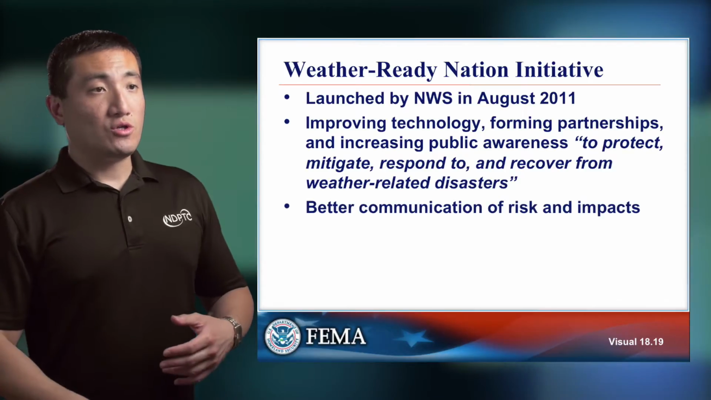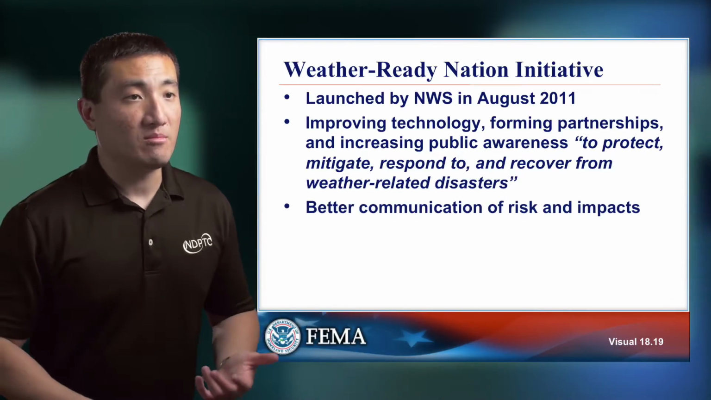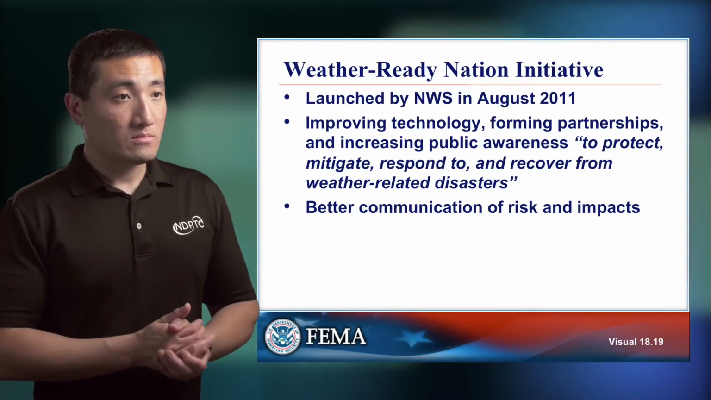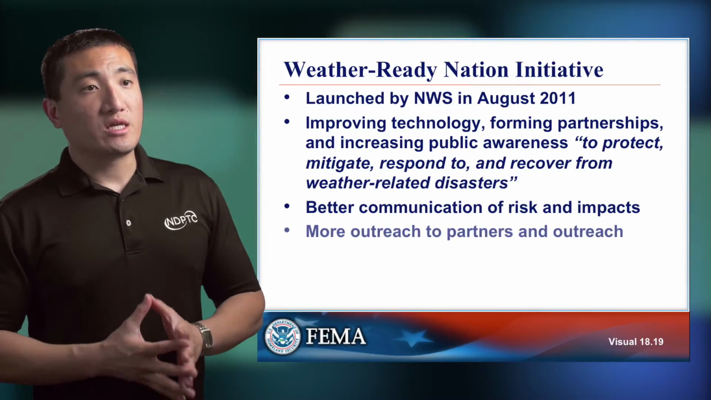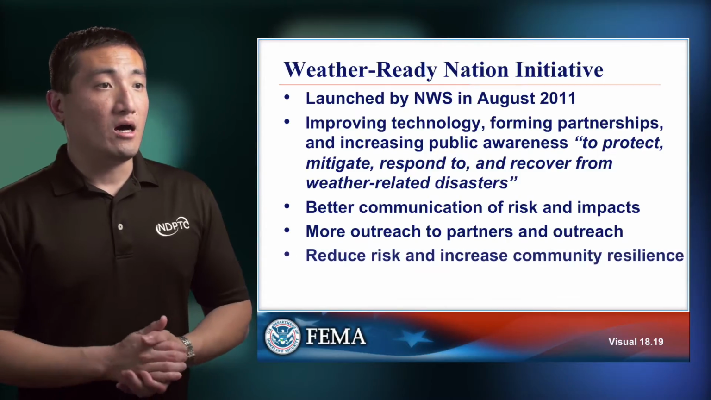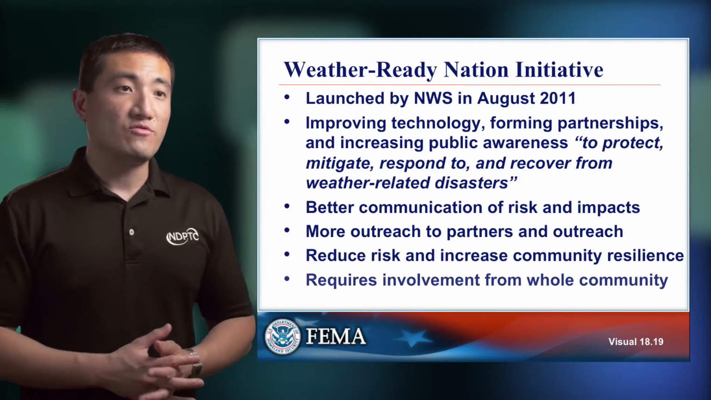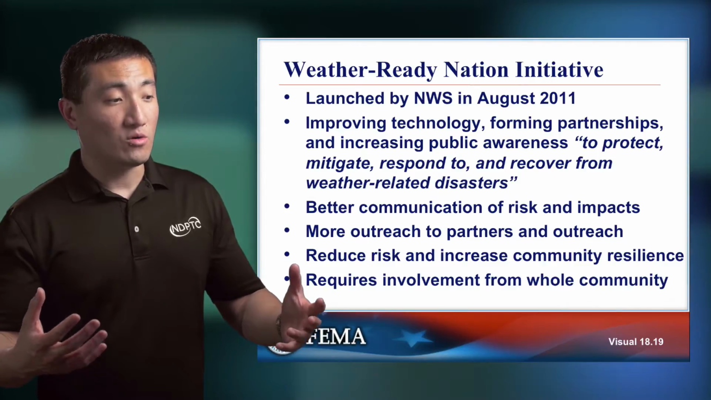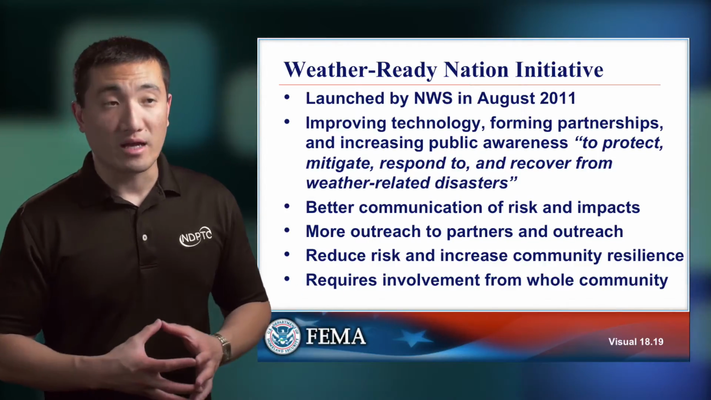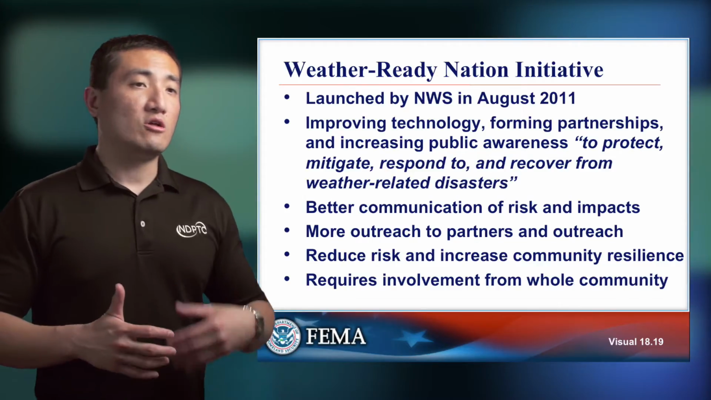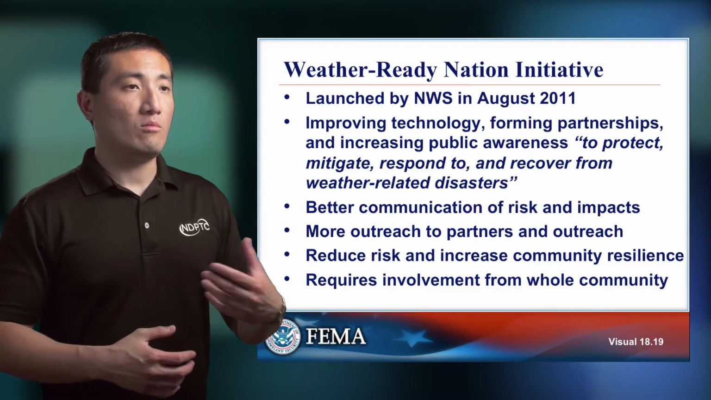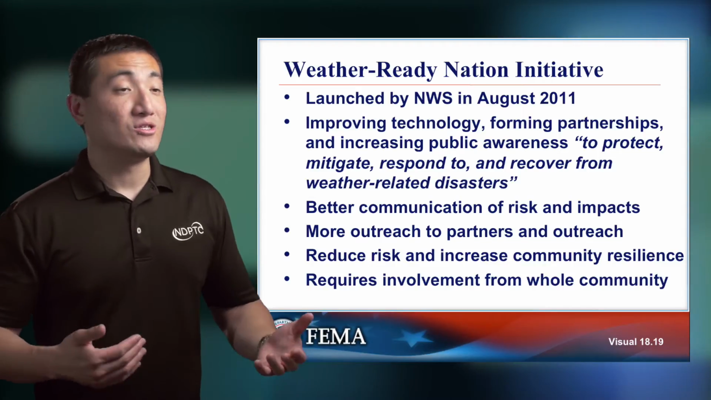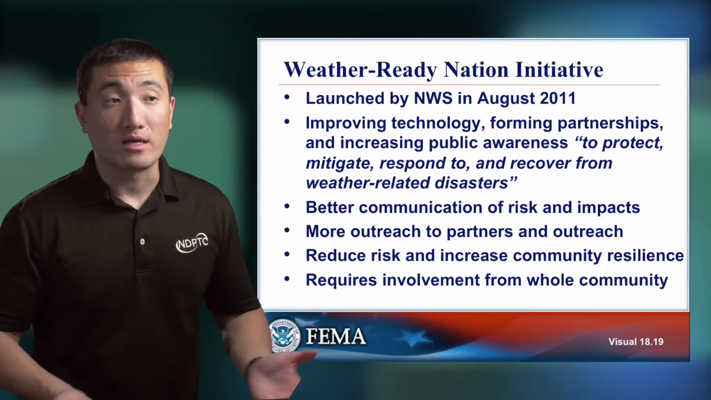Ultimately, this is to improve our communication of risk and impact and to improve our outreach to partners. We want to reduce risk and increase community resilience, and it requires involvement from the whole community. So those of you who are active in terms of communicating with the National Weather Service, you'll notice that there'll be more and more outreach efforts, more and more training. And part of what we're doing is to help bridge that gap between decision makers and those making forecasts.